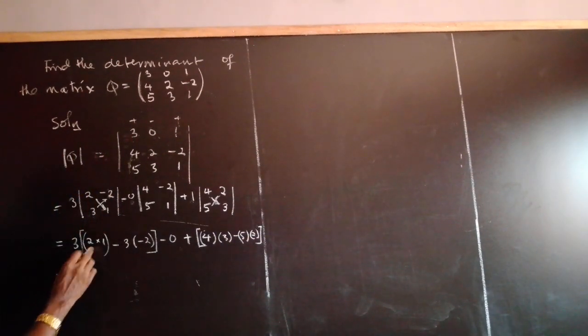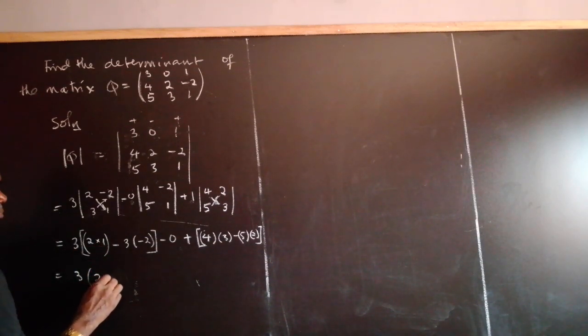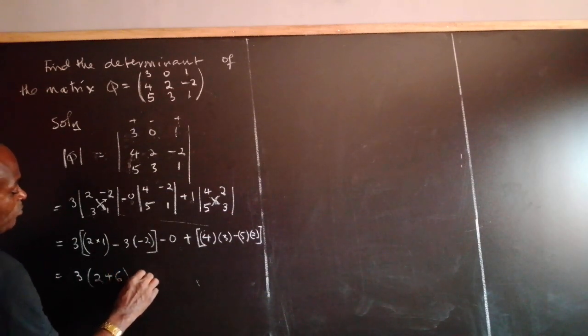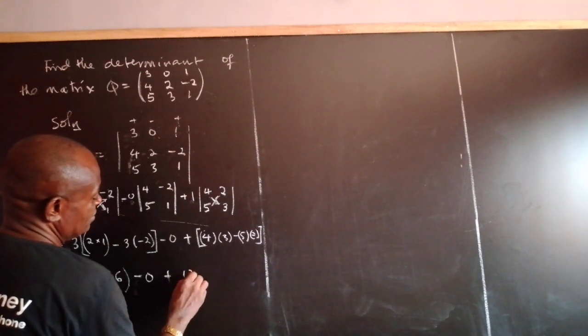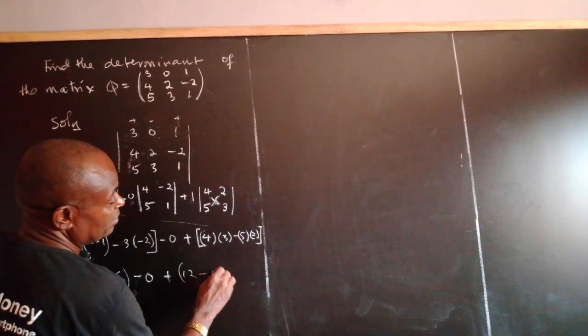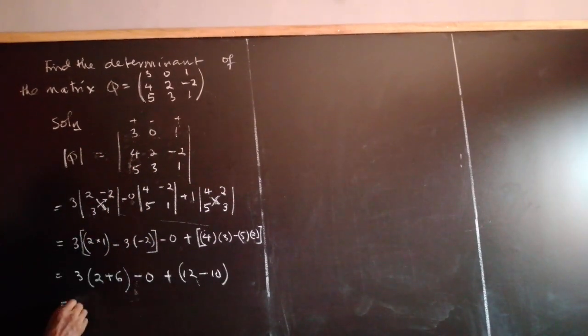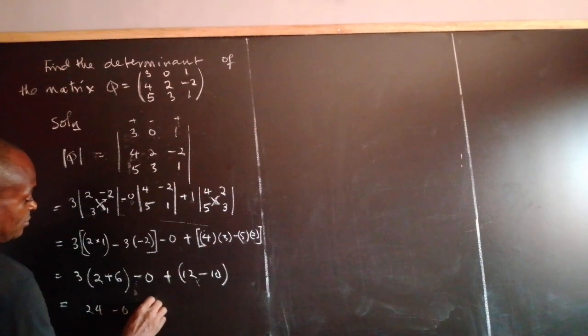So if we do this, it's going to be 3 into 2 times 1, that's going to be 2. Then minus 3 times minus 2, this is going to be minus 6. Then we have minus 0, of course. Then we have plus this times this, that's going to give us 12, then minus 10, because that's 5 times 2. So the result here is going to be 8. So 8 times 3, that's going to be 24, minus 0. Then this minus this, that's going to be plus 2.